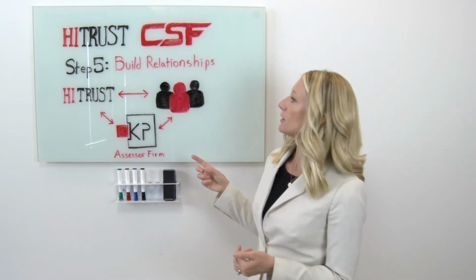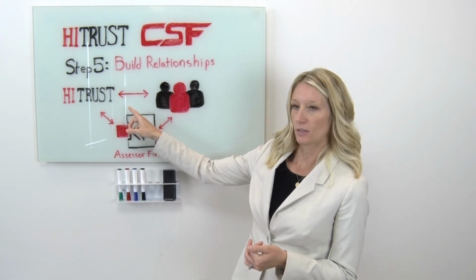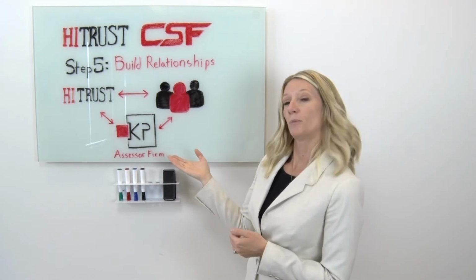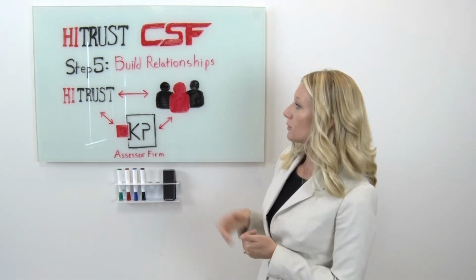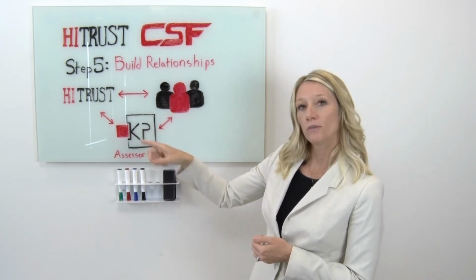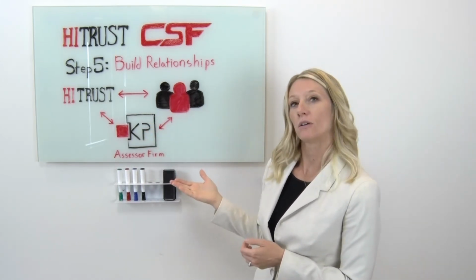So in our diagram here, you as the client must also maintain a relationship with HITRUST. You also have to maintain a relationship with an assessor firm, such as KirkpatrickPrice. So there's really a 3-way relationship going on. The assessor firm has to be an approved assessor firm by HITRUST. So the relationship there must already exist.